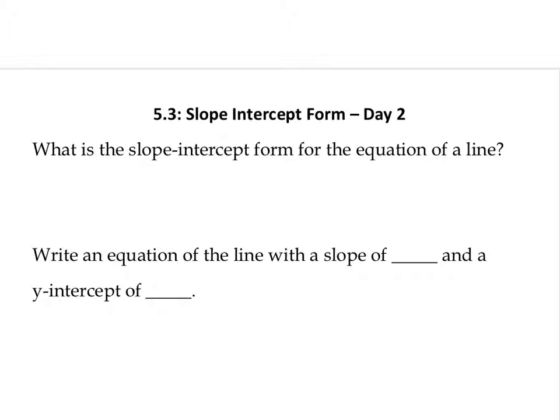In this lesson, we're going to learn some more about slope-intercept form. We're going to talk about how to write an equation of a line in slope-intercept form. So let's remind ourselves, what is slope-intercept form? It is the form y equals mx plus b. It's called slope-intercept because we have the slope m and the y-intercept b.